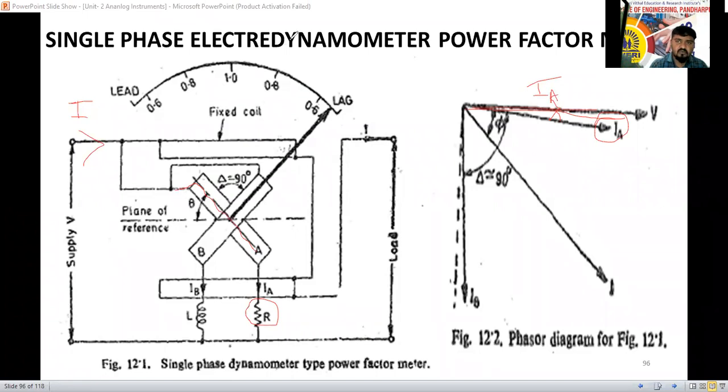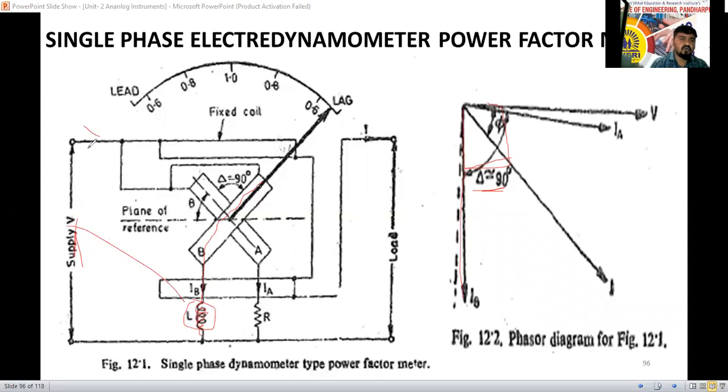Ib is connected to what? Is it connected to the inductive load or the resistive load? Coil B is connected to the inductive load. So for the inductive load, the current Ib lags this voltage by 90 degrees. For that reason, we have taken Ib here. The angle between Ib and V is 90 degrees.